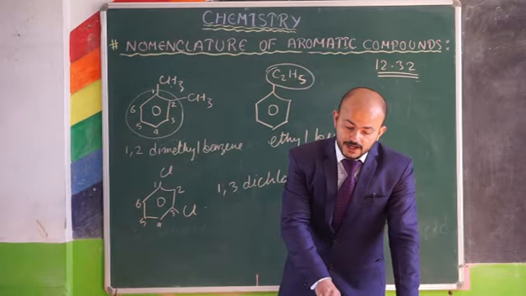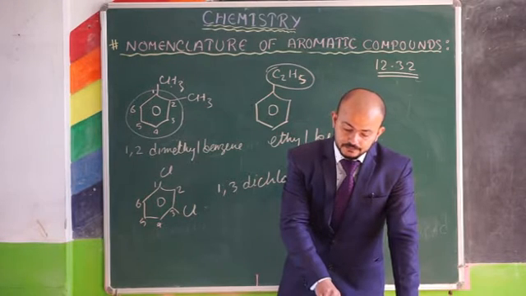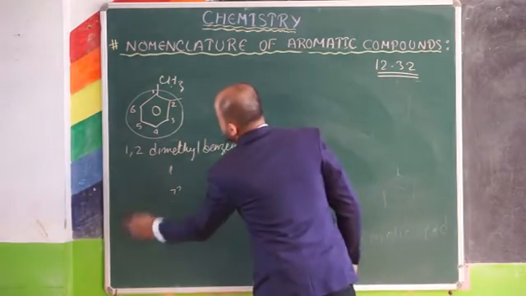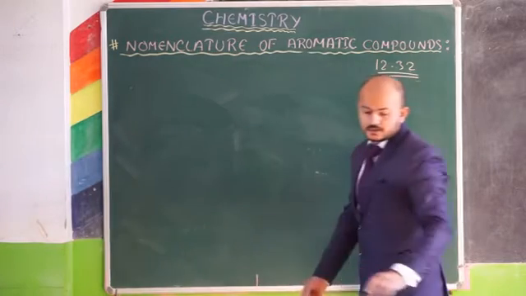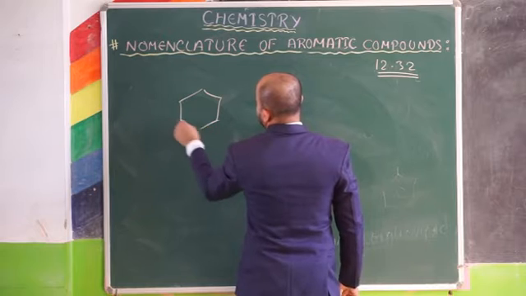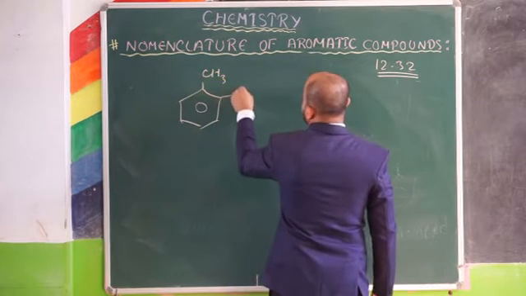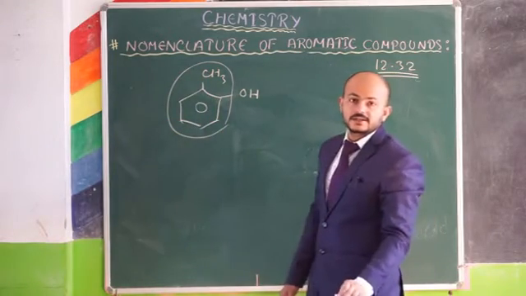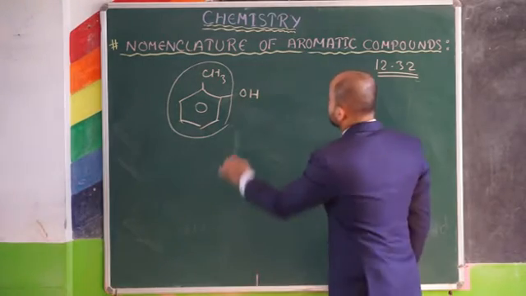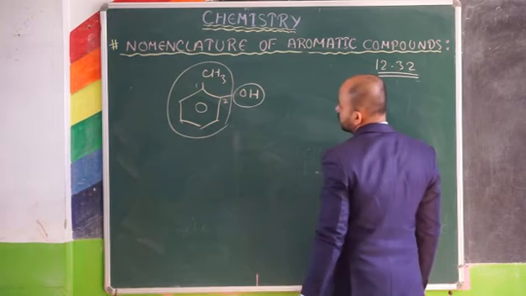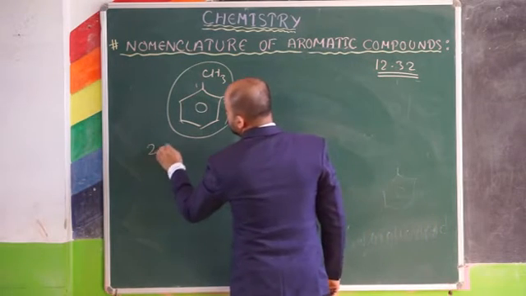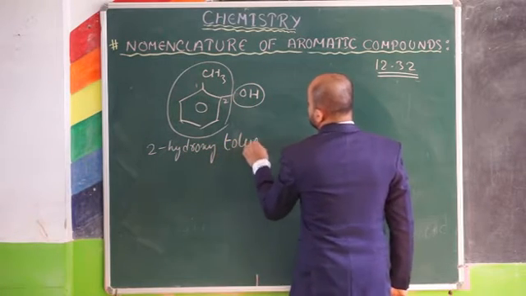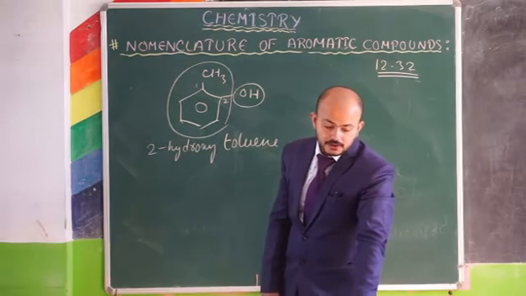So now let's discuss the hydroxy derivative. Suppose you have two different groups in the benzene. CH3 is present as well as OH is present. So its name would be what? This as a whole is toluene, and at two positions, this is carbon number 1, this is 2, we have an OH group, that is hydroxy. Therefore its name would be 2-hydroxy toluene.